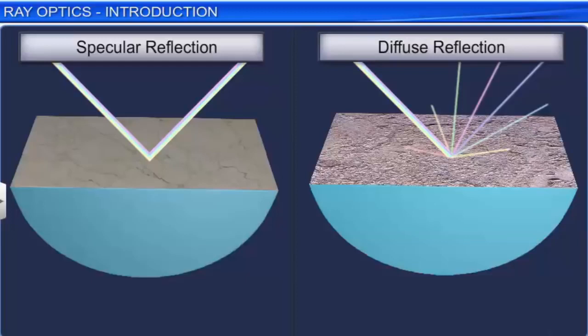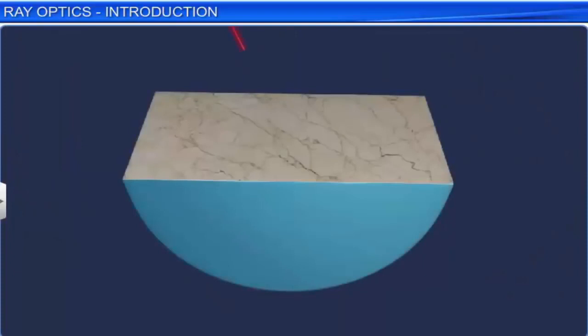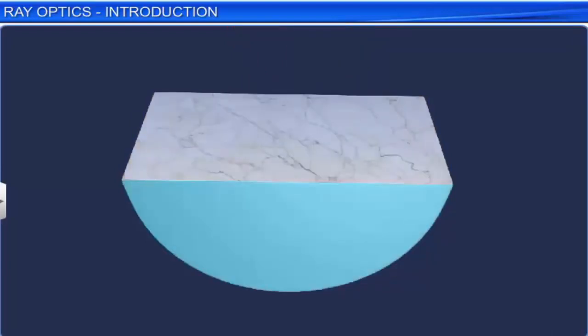According to the first law, the angle of incidence I is equal to the angle of reflection theta. The second law says that the incident ray, the reflected ray, and the normal to the surface at the point of incidence all lie in the same plane.